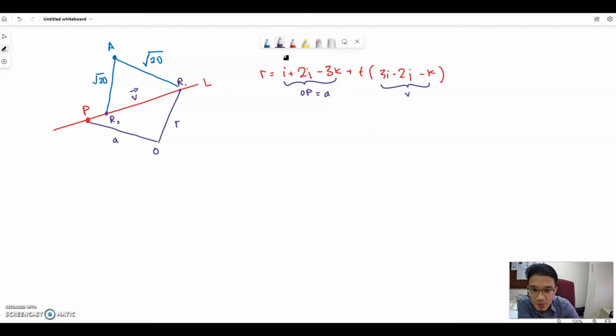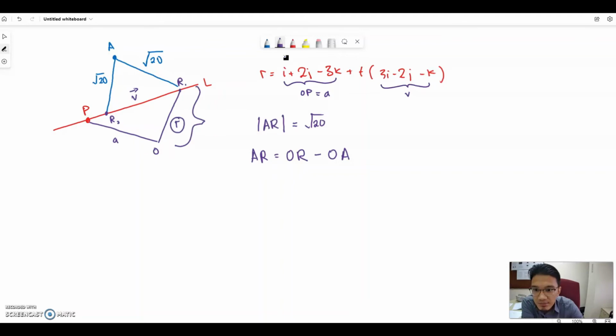The question says that the magnitude of length AR is equal to square root of 20. Vector AR is equal to OR minus OA. So OR is actually this one.